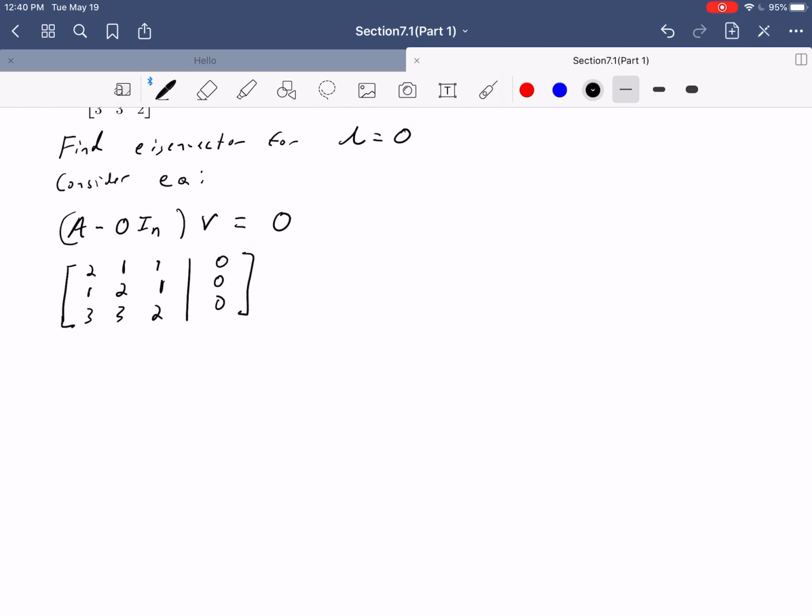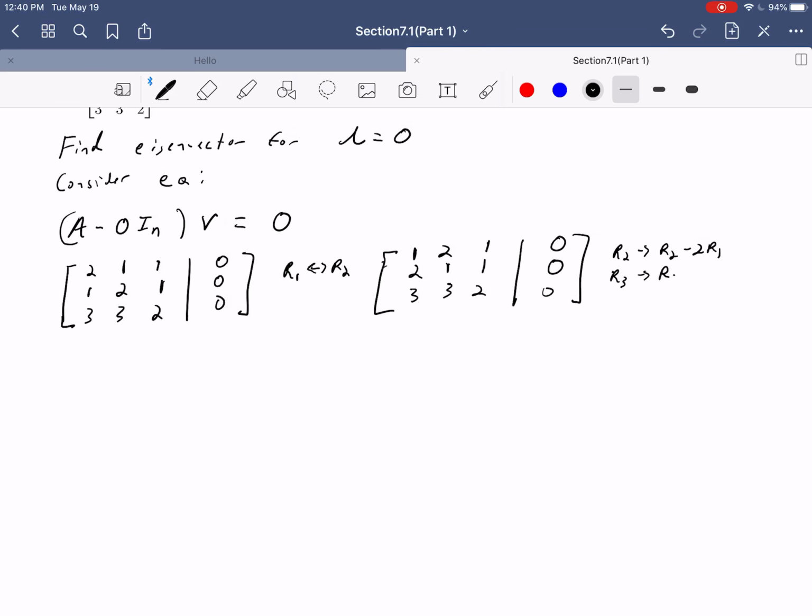To go ahead and do this, I guess we could make it a little easier on ourselves. We could just interchange R1 and R2 to start with. So we can do 1, 2, 1, 0, 2, 1, 1, 0, and 3, 3, 2, 0. Then we can go ahead and do R2 and replace it with R2 minus 2R1, and R3 and replace it with R3 minus 3R1.